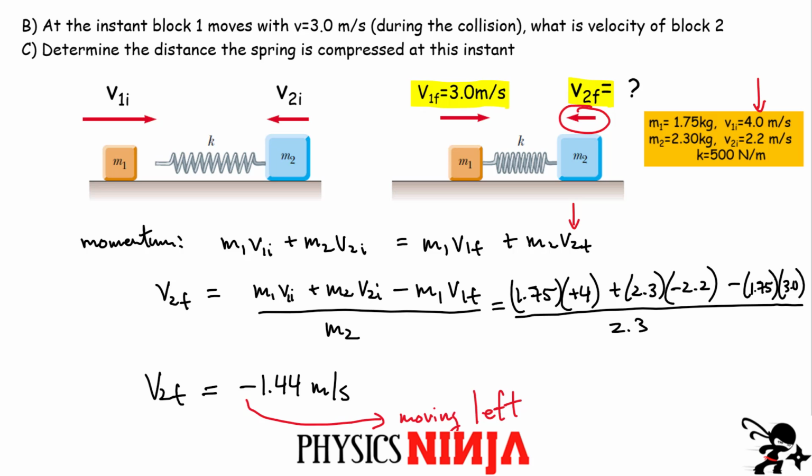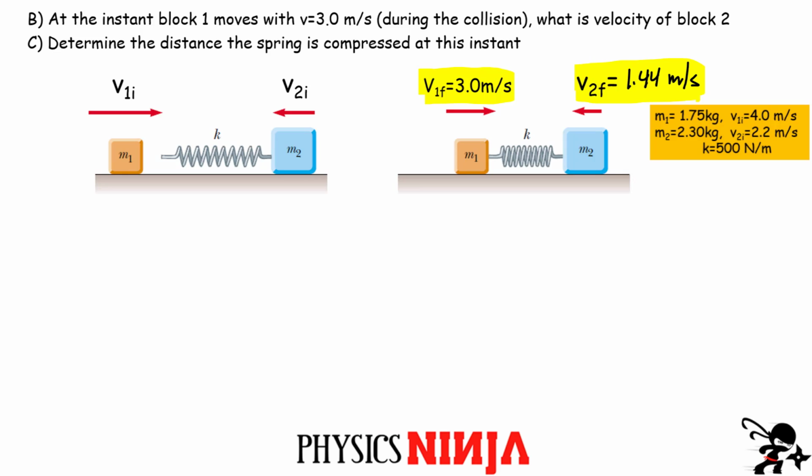All right, let's look at the next question, question C, where we're going to determine how far the spring is compressed when block 2 is moving at this velocity and block 1 is moving at 3 meters per second. So for question C, how far is the spring compressed when we have block 1 moving at 3 and block 2 moving to the left at 1.44 meters per second? This here is a problem of conservation of mechanical energy.